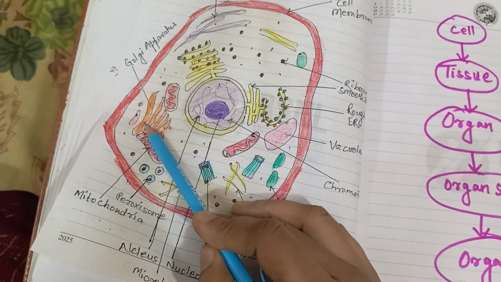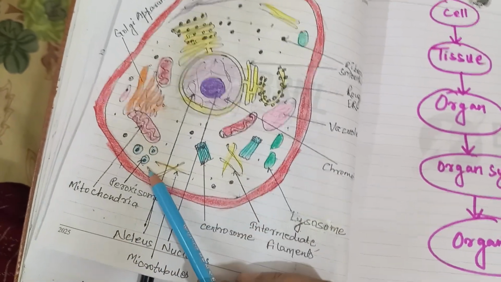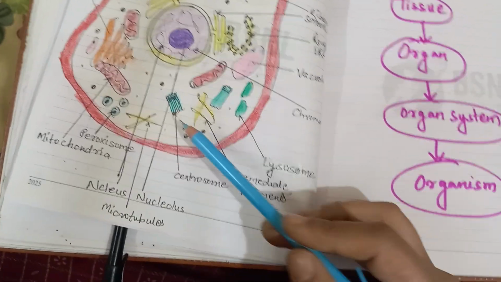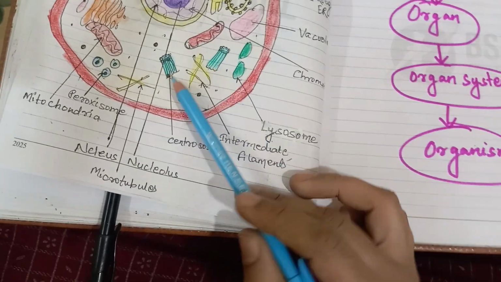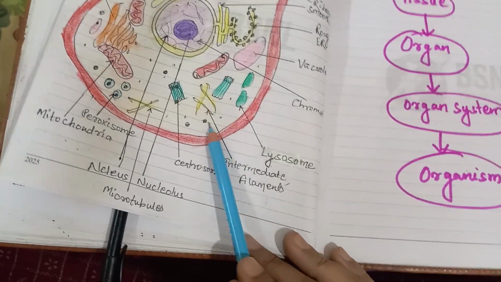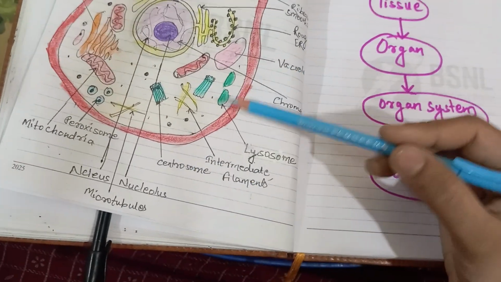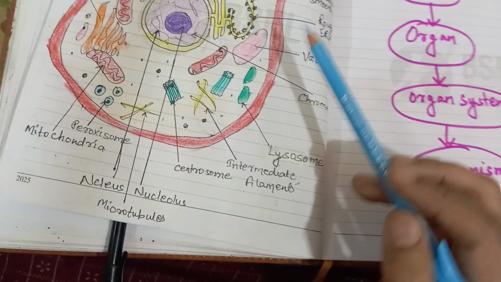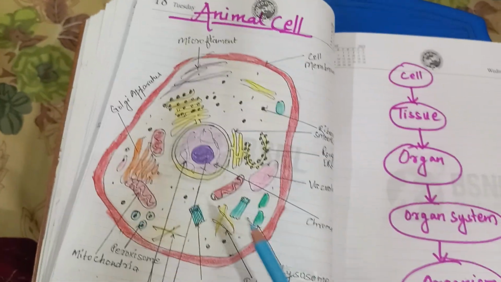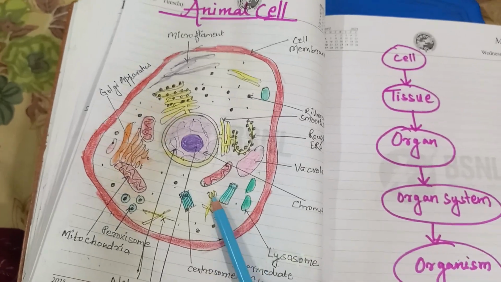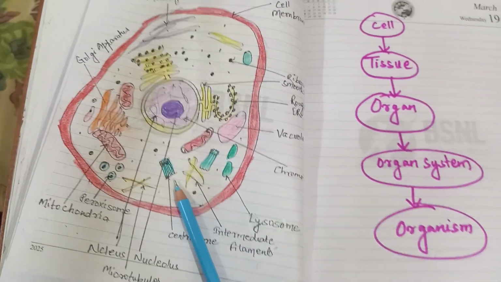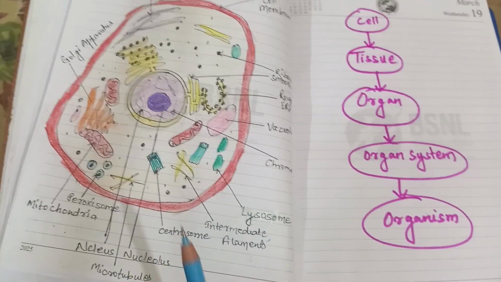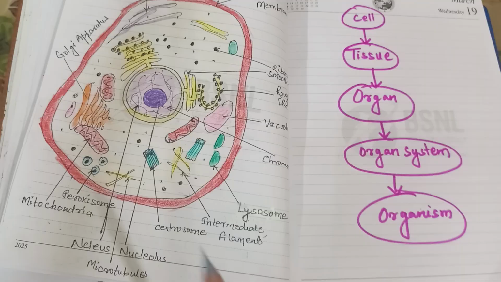This is the Golgi body, and mitochondria, peroxisome, microtubules, and the centrosome, which is made of centrioles that are always present in pairs. This is the intermediate filament, and lysosome, vacuole. These are basically the main components present in the animal cell. Now let us try to understand the function and significance of these components, or cell organelles, in the animal cell one by one.